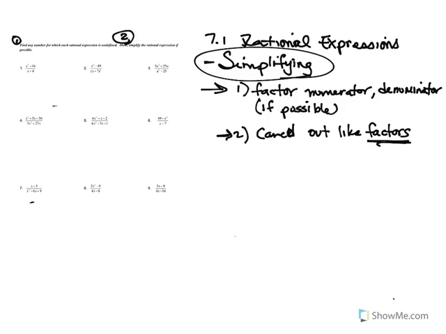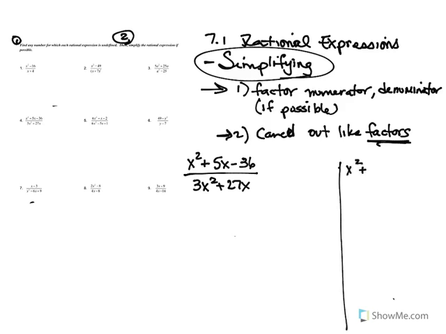All right, let's do the next row. Number 4, we have x squared plus 5x minus 36 over 3x squared plus 27x. Again, on the side of my paper, I'm going to do my scratch work. I have to factor x squared plus 5x minus 36. So you go through your factoring process. Factors of 36, that'll give me a 5.